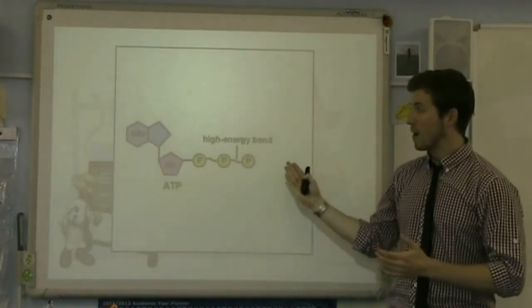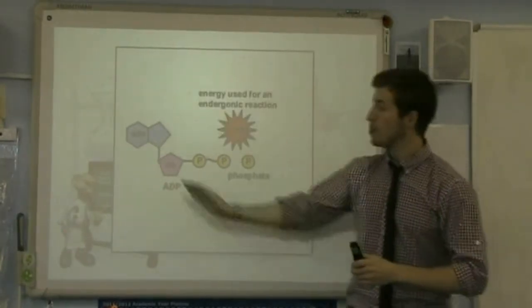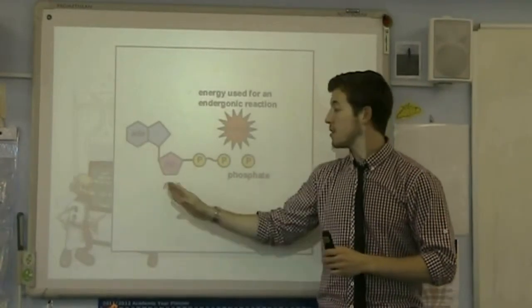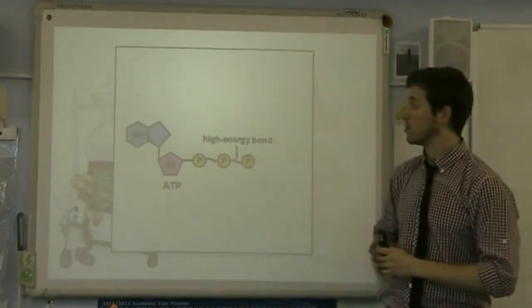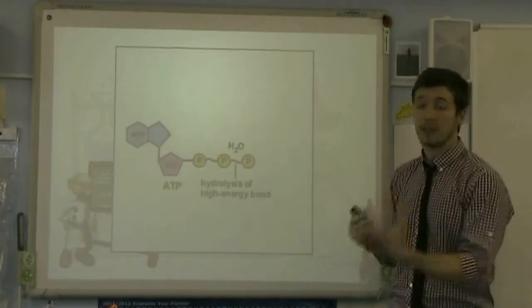Here's a quick diagram to show you, first of all, the structure of ATP. So ignore what's happening just now, but you've got your adenine base, then you have your ribose sugar and your 3 phosphate molecules with the high energy bonds between them that can be broken through hydrolysis with addition of water.